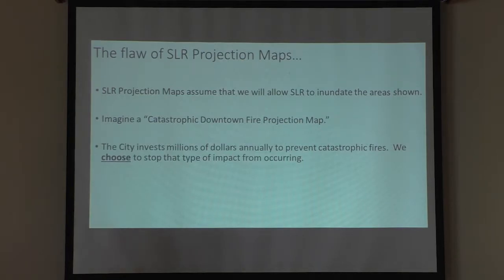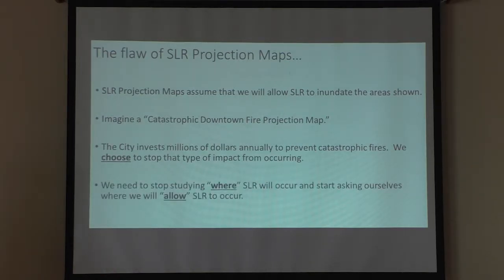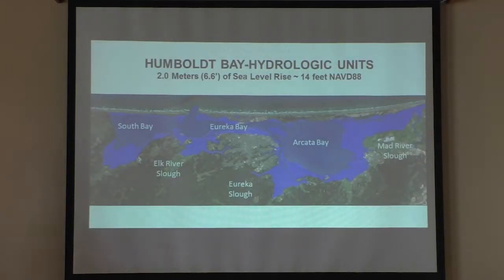So the city invests millions of dollars annually to prevent catastrophic fires. We choose to stop that type of impact from occurring. I think we need to stop studying where sea level rise will occur and start asking ourselves where we're going to allow it to occur. This is a map, and I also stole this from Oleron, and it shows sea level rise and where it's going to inundate certain areas. I think that all of these need to have a really strong footnote that says, if we allow it to happen.